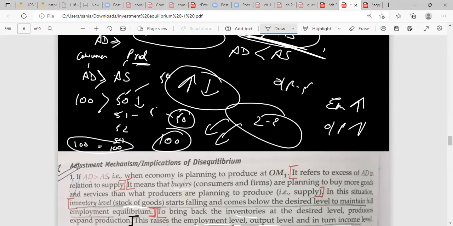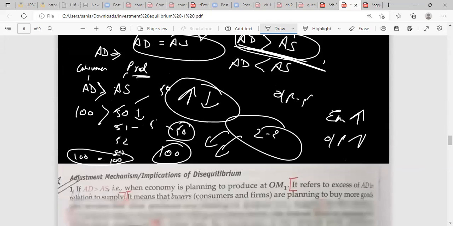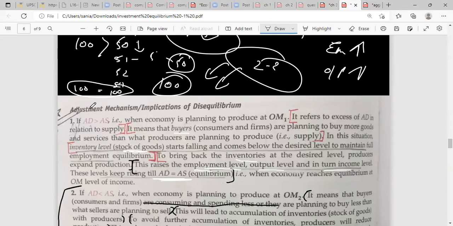Okay. So first of all, ma'am, you will write adjustment mechanism, or this is disequilibrium, right? AD equals AS is equilibrium. AD greater or AD less is disequilibrium, right? So first of all, you will write it refers to excess of AD in relation to supply. Then what does it mean? It means buyers are planning to buy more goods and services than what producers are planning to produce.